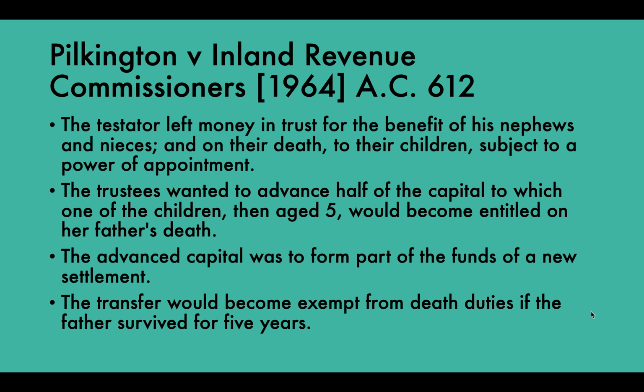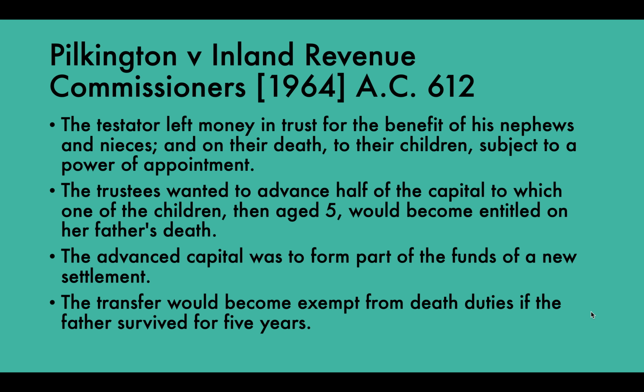So as long as the life beneficiary is okay with it, the trustees can give up to half of his trust money to a future beneficiary. In other words, the trust said that the daughter would be entitled to the trust capital when her father died, but the power of advancement meant she could get it up to half of the trust capital before her father died. Now, the advanced capital was to form part of the funds of a new settlement, okay?